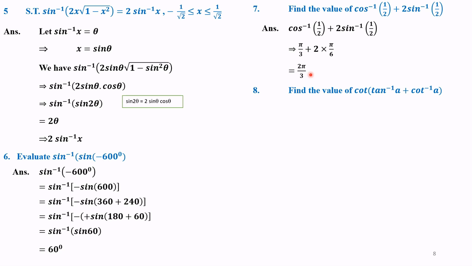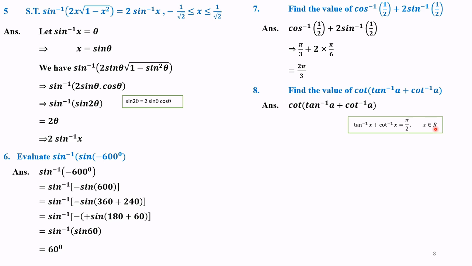Next question. Find the value of cot of, within brackets, tan inverse A plus cot inverse A. These are all 1 mark questions and very simple solutions. Therefore, we know the relationship tan inverse x plus cot inverse x is equal to pi by 2 for all values of x belonging to R, that is the real numbers. Both tan inverse and cot inverse lie for all real values.